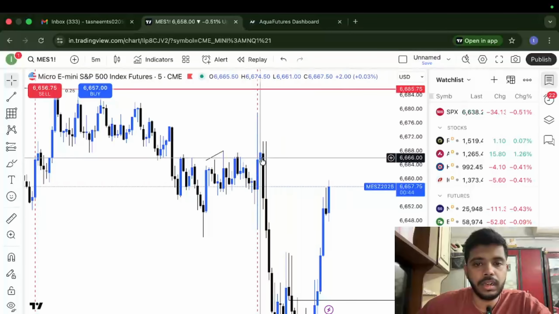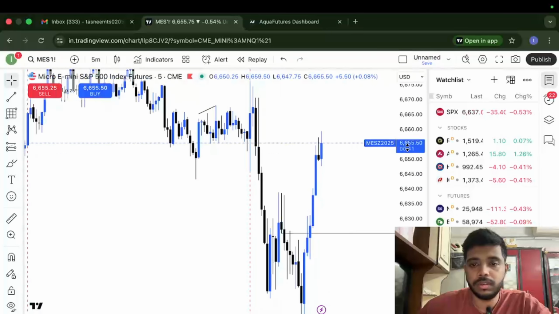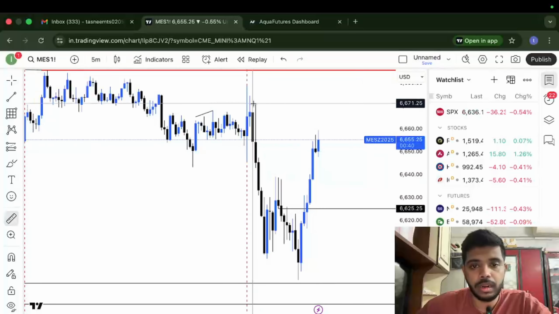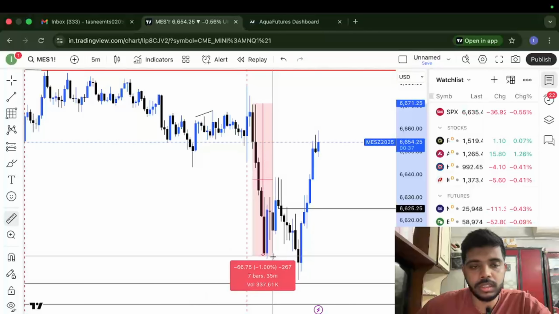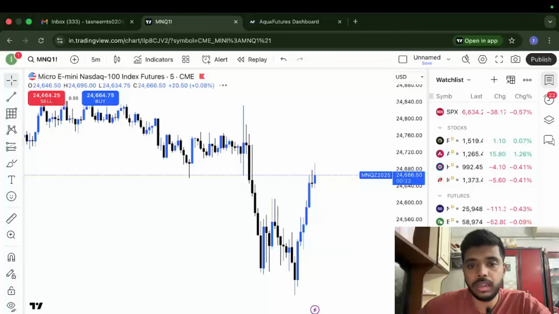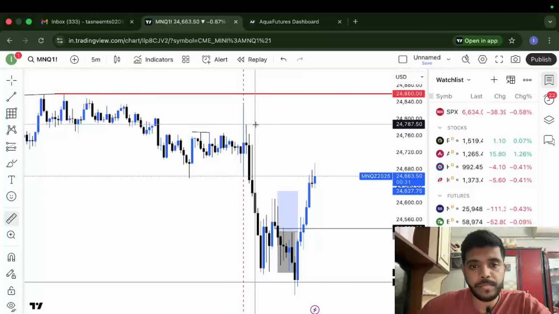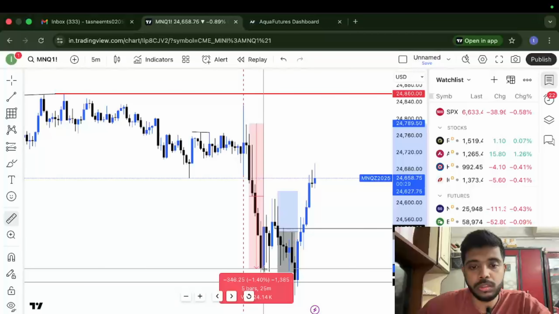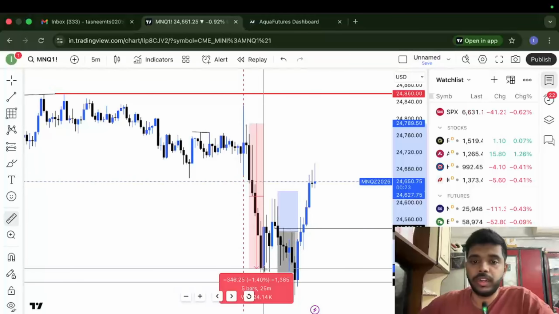And then after that, as you can see, the rest you can see, literally Nasdaq ripped down 66 points. This is ES, sorry. ES ripped down 66 points, and Nasdaq, as you can see, almost 346 points to the downside. This is literally absolute shit.